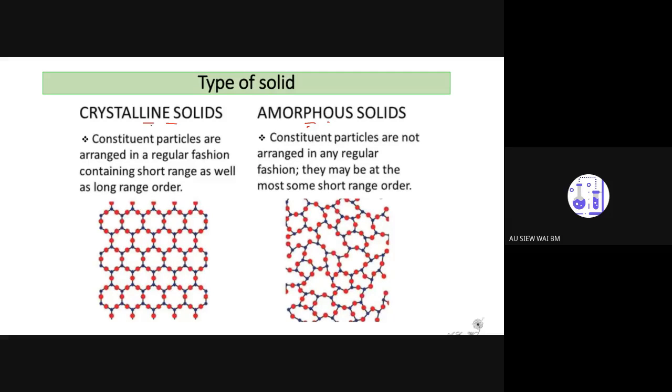Crystallized solid ini boleh berlaku sebab proses pembekuan, the freezing process is very slow and takes a long time. So that's why dia boleh cool down dengan perlahan-lahan so that the particles can arrange in a very orderly arrangement. Amorphous solid pula sebab the cooling process is very fast. Dia tiba-tiba sejuk. So that dia tak boleh susun lagi particle itu. So that's why the particles are not in an orderly arrangement. So there's a difference in the formation of these two types of solid.